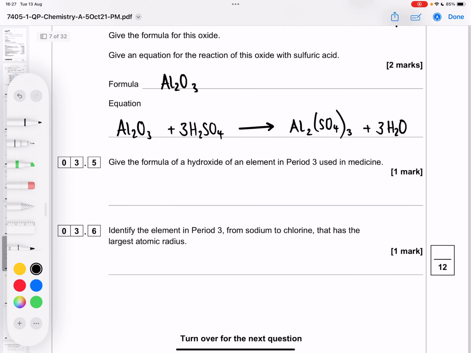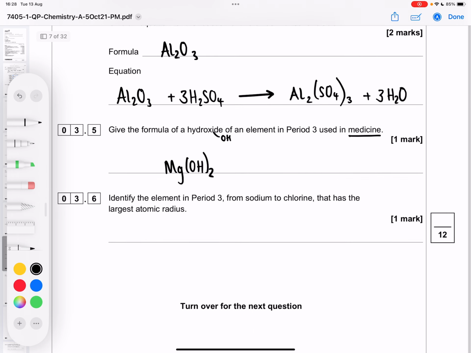Give the formula of a hydroxide, so that's with OHs in, of a period 3 element used in medicine. So that's a clue back to the first year. Magnesium hydroxide is used in indigestion remedies. And then identify the element in period 3 from sodium to chlorine that has the largest atomic radius. So this is about remembering that atomic radius decreases across a period because all the elements in the same period have the same number of shells, but as you go across, they're getting more protons. So sodium has the least number of protons and the weakest attraction to that outer shell, and so the largest radius.